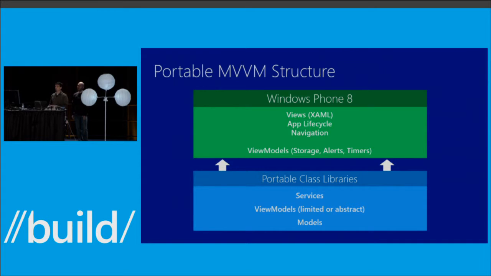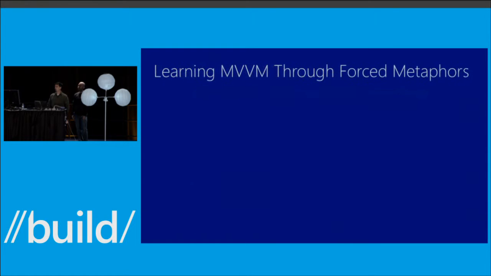Inside of our project, we could have models that either are extensions of our portable class library models, so build upon those, or implementations of those abstract view models. And they can do things that the portable class library can't access. Inside of the project, we're also going to want to keep all of our views. Anything related to application lifecycle and navigation is going to live inside of our phone project.